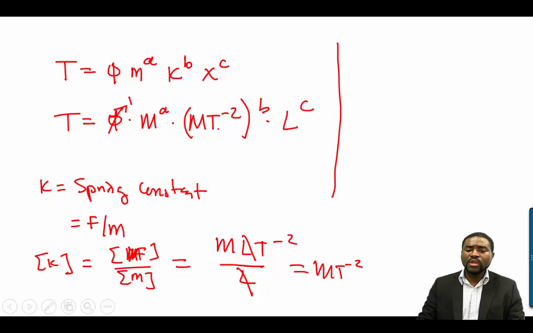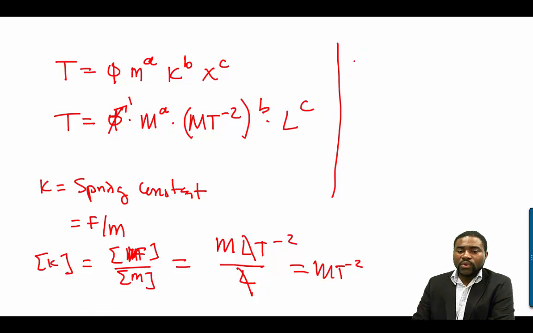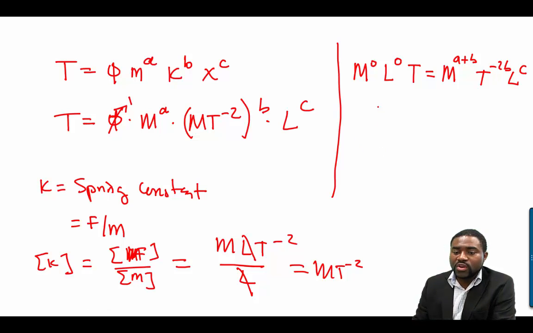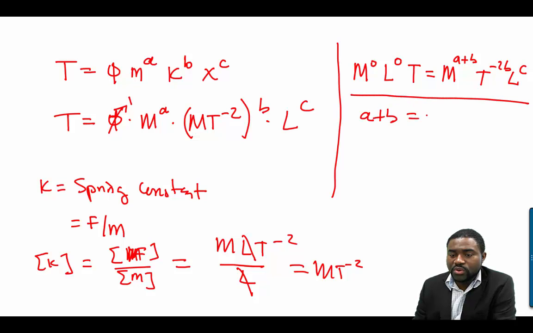So that being the case, we will have here M raised to the power 0, L raised to the power 0, T, all of this equal to M raised to the power a plus b, T^-2b, and L^c. Looking at that equation, for it to be correct, we see that a plus b will be equal to 0. We also see that negative 2b should be equal to 1, which implies that b is negative 1/2.